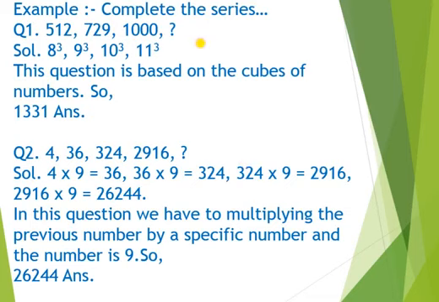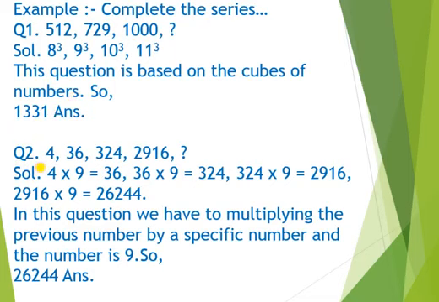Question number 1: 512, 729, 1000 and question mark. You have to replace this question mark with your answer. Here's the solution. 512 is the cube of 8, 729 is the cube of 9, 1000 is the cube of 10. So there is a series: cube of 8, cube of 9, cube of 10, and the next is cube of 11. So this question is based on cubes of numbers, and your answer is cube of 11, 1331.